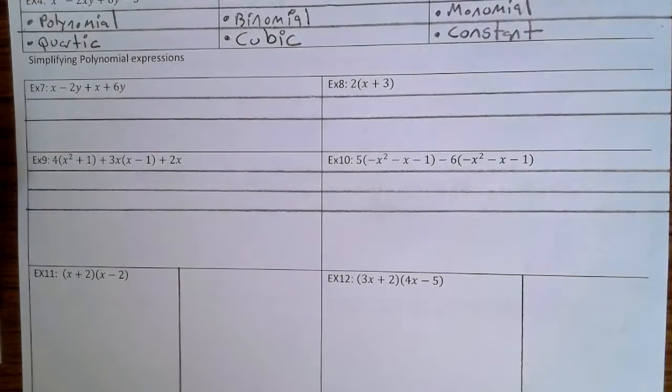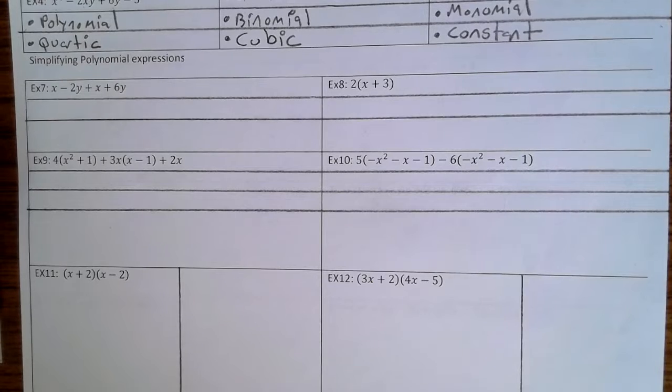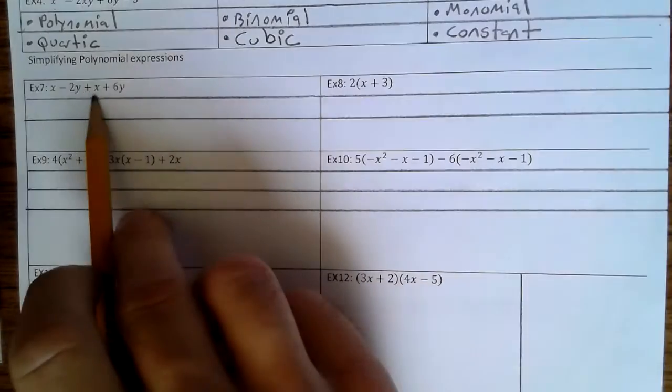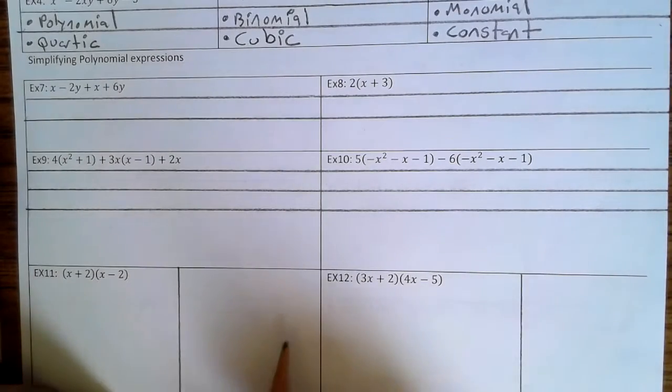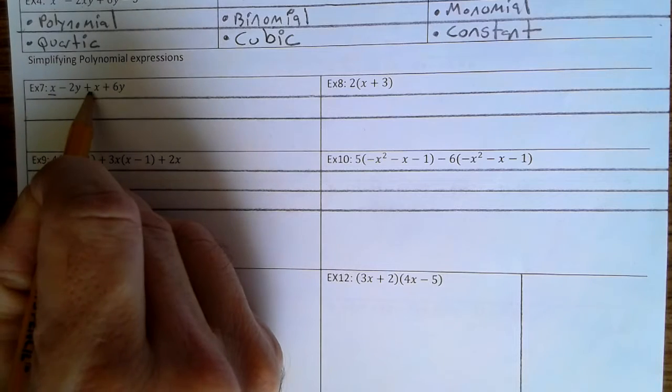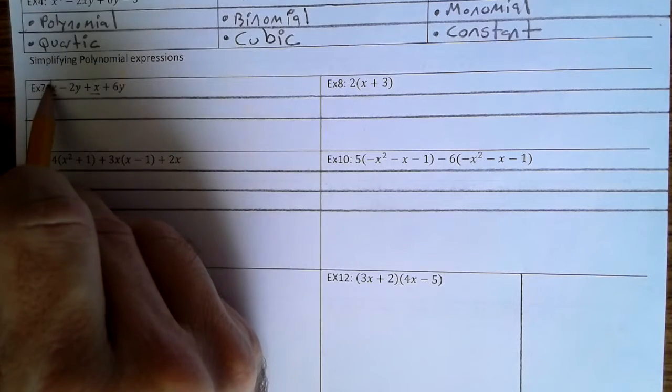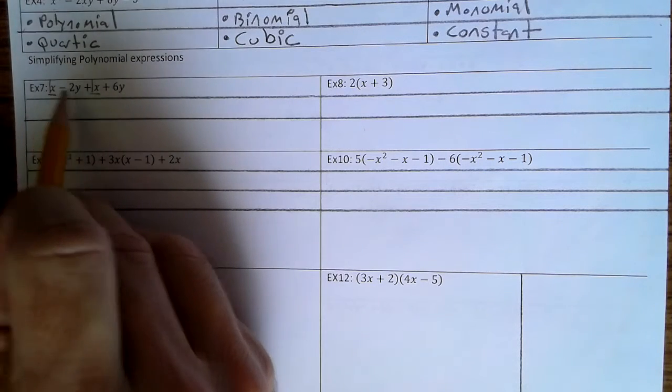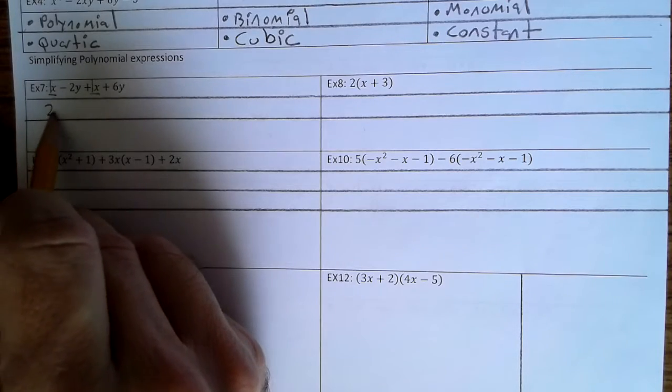All right, simplifying polynomial expressions. So step 1 is remove parentheses. There are no parentheses. Step 2, combine like terms. So it looks like we have an x here, an x here. We're going to put a 1 in front of there. So 1x plus 1x is 2x.